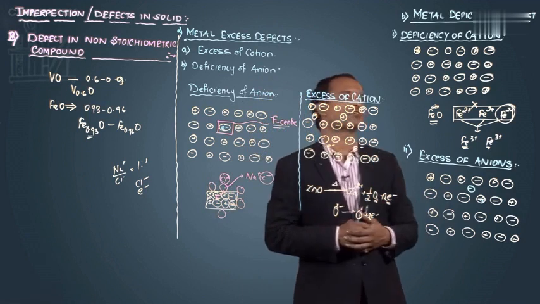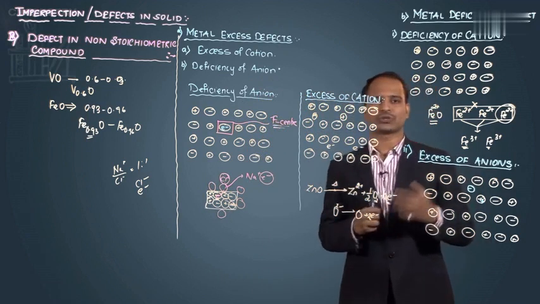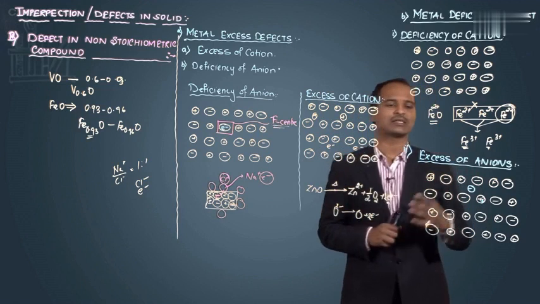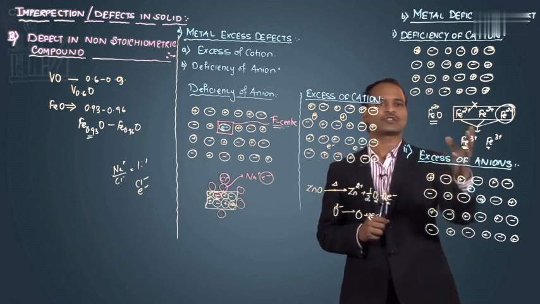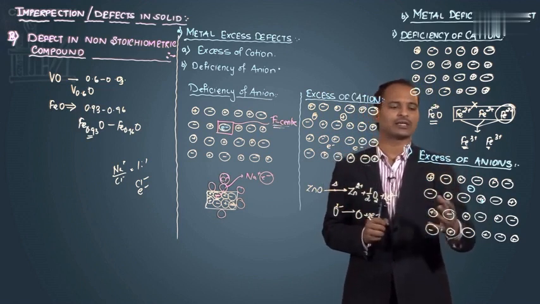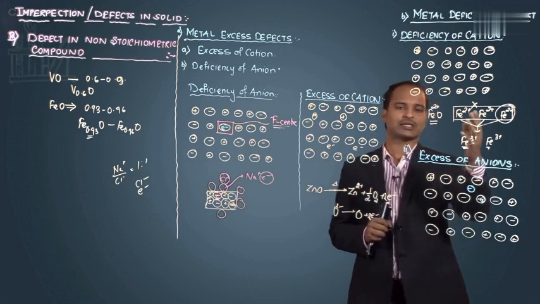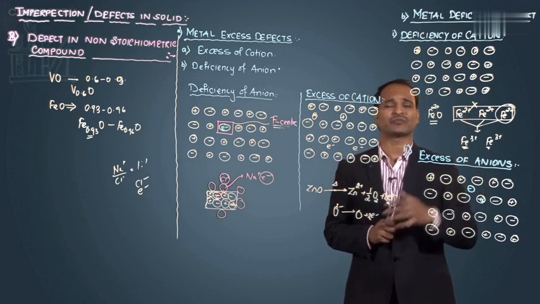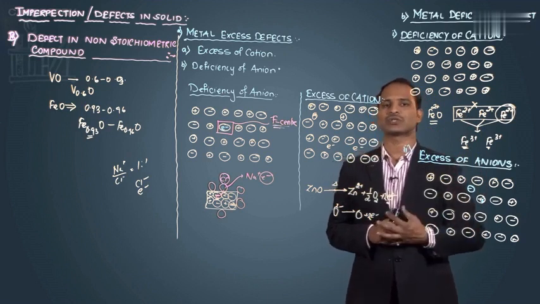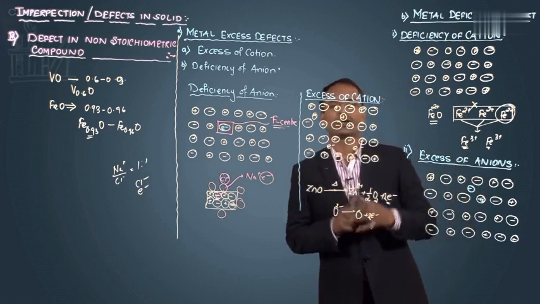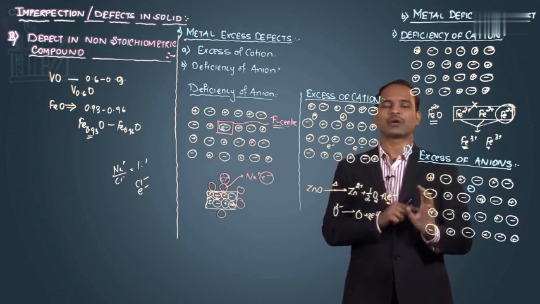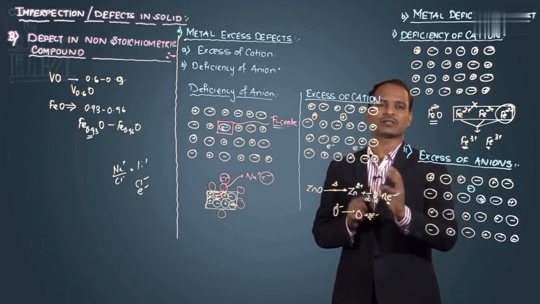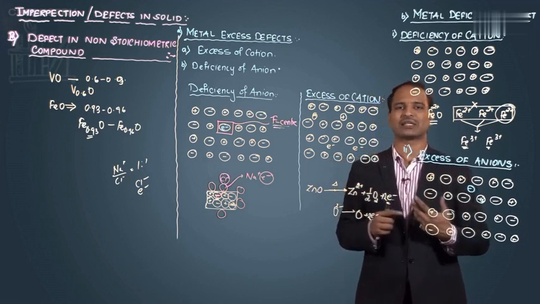Then the second is the metal deficiency defect. Again there are two types: deficiency of cations and excess of anions. In the first, the cations are less in number because of deficiency, and in the other, the cations are less in number because of the extra anions which are occupying the interstitial spaces. Overall, due to these defects, the ratio of cations and anions gets disturbed. Now the next type which we have is the impurity defect.